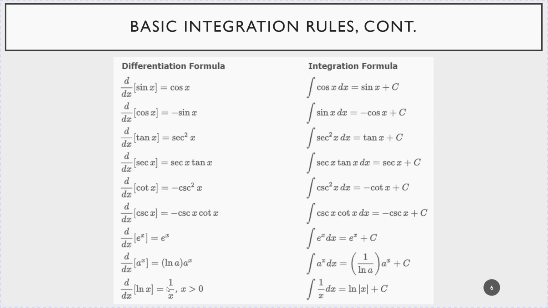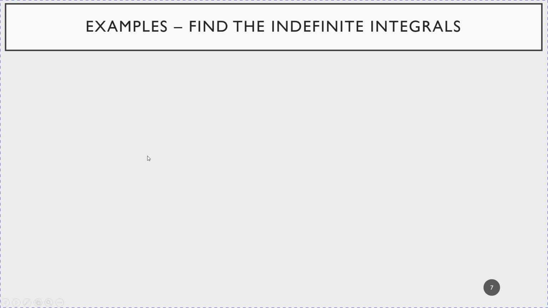All right, let's now do a bunch of examples so you can see this. I have over 10 examples of all this just so you can see how this is going to be done. Okay, so in all these examples here, what we want to do is find the indefinite integral. So here's the first one. Let's integrate 7 with respect to x.